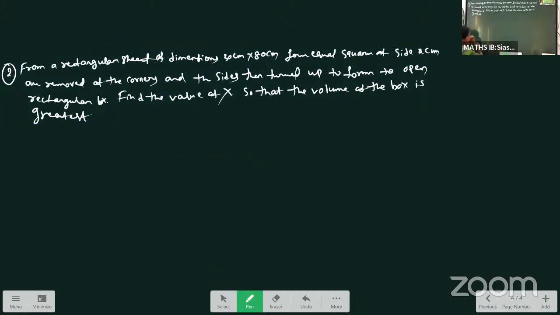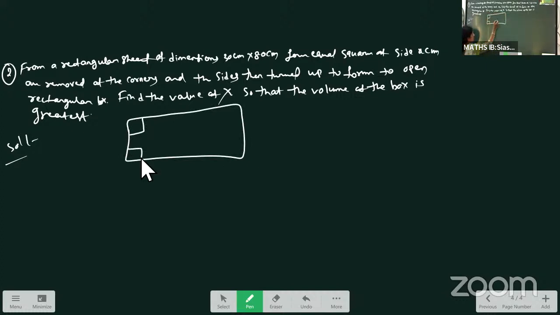Now see, the solution goes like this. First, we have to draw the rectangle. So here what you do, cut 4 equal parts from all 4 sides of length x. This rectangle has dimensions 30 centimeters by 80 centimeters. If you cut length x from both sides, the left out part of the 30 centimeters becomes 30 minus 2x.